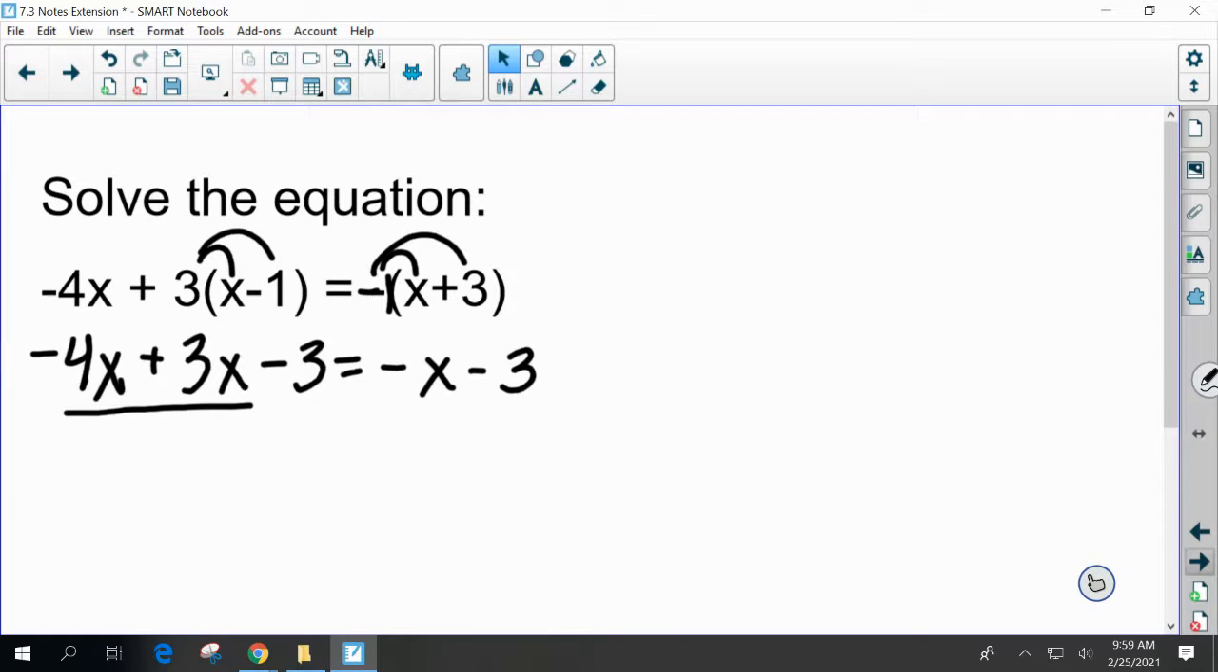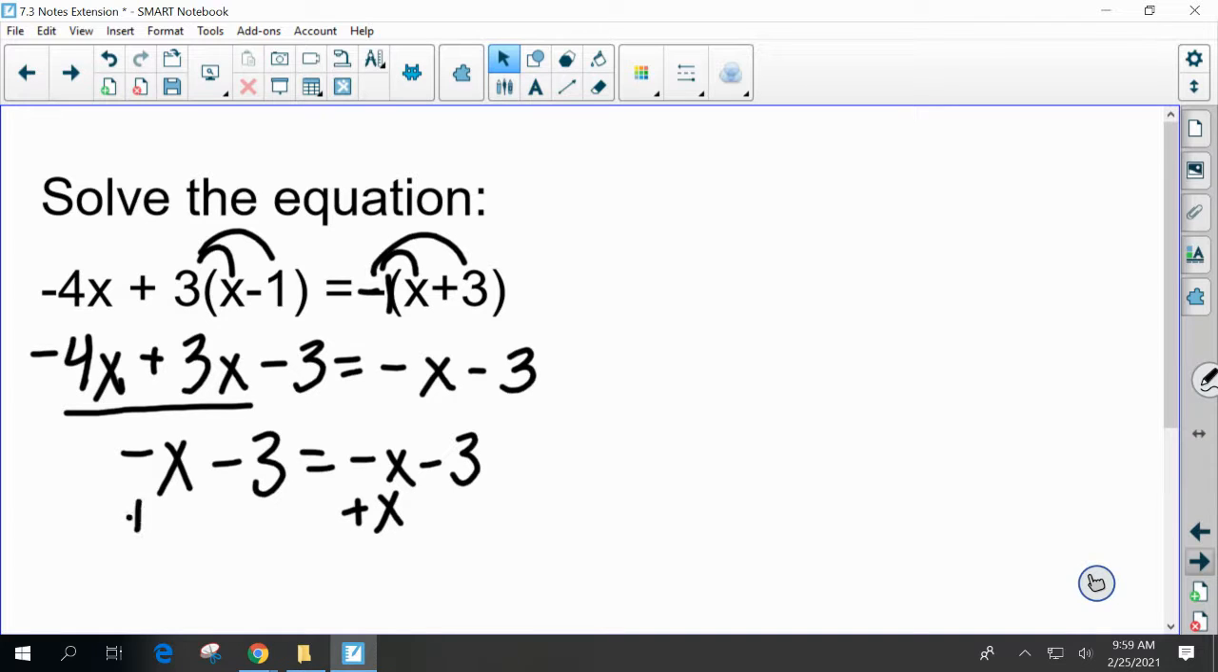So now my next step is to combine like terms. So negative 4x plus 3x would be negative 1x, or just negative x, minus 3 equals negative x minus 3. Okay, so next I would put my x's together. So I'm going to add x to both sides. And then I end up with negative 3 equals negative 3.